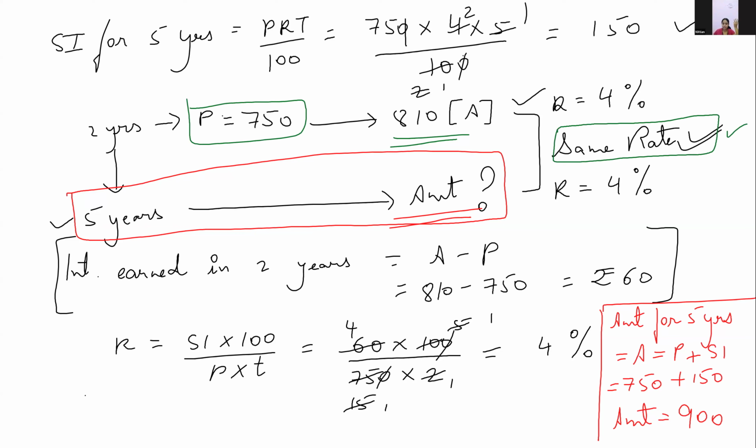So first with the details of the 2 years, we found out the simple interest. I didn't hear that last part. Yes, I was explaining what all is given in this question.